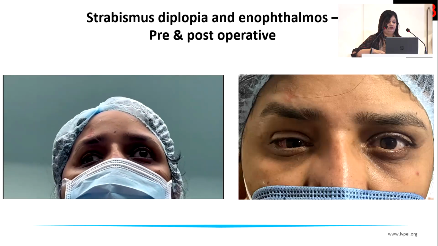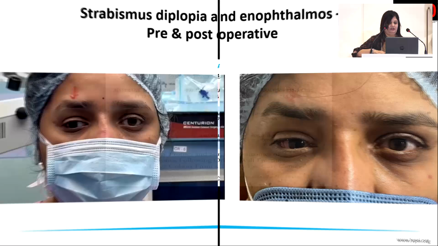Anyway, she went ahead with the horizontal muscles, slightly offset, a recess-resect of that right eye, and she is much better. She has prisms and glasses now, which help more with her double vision.